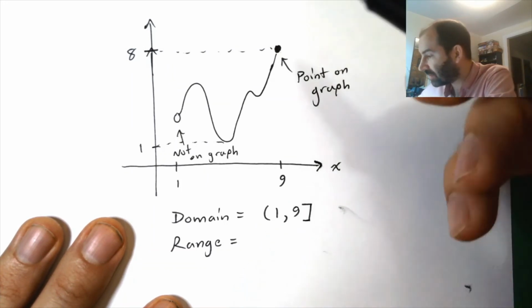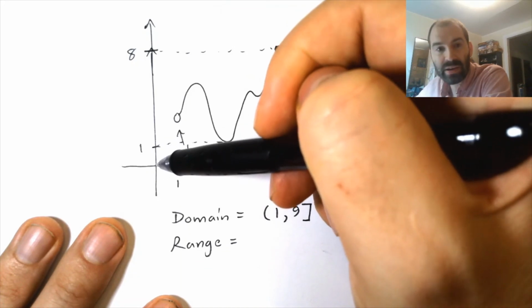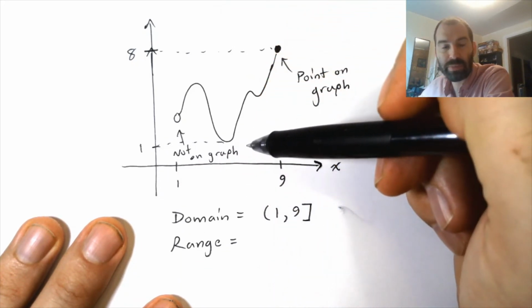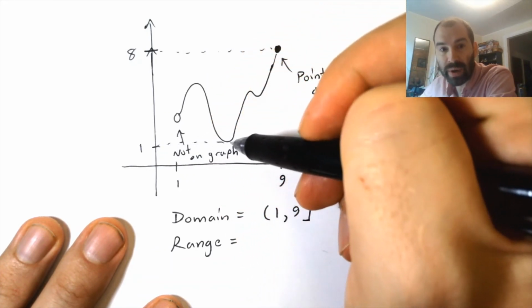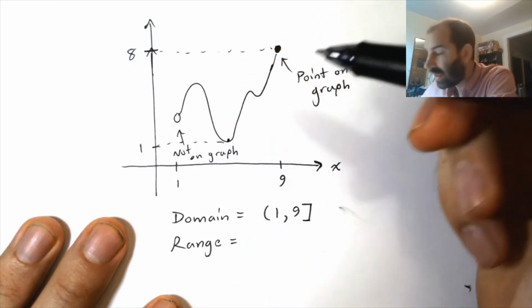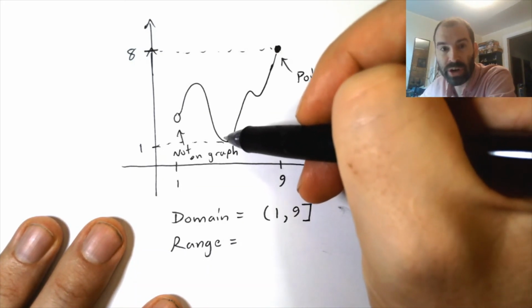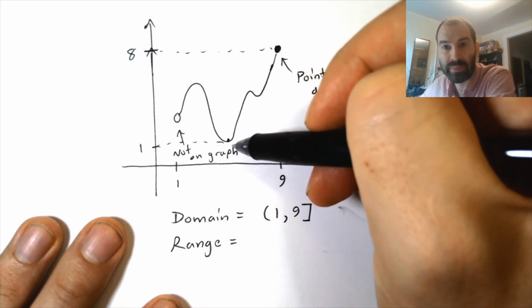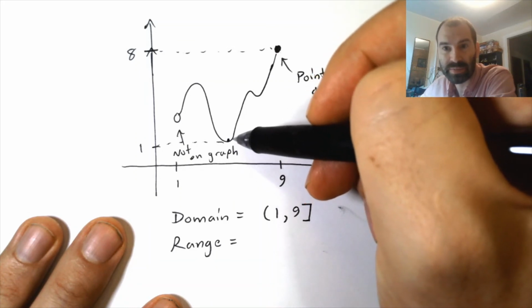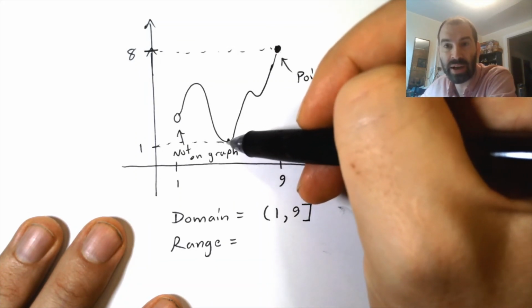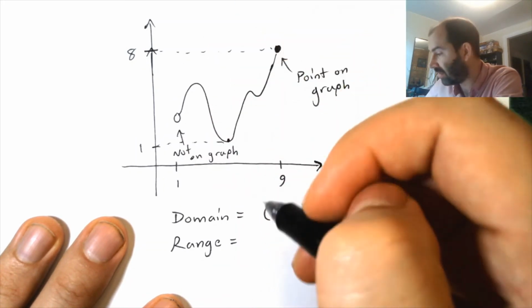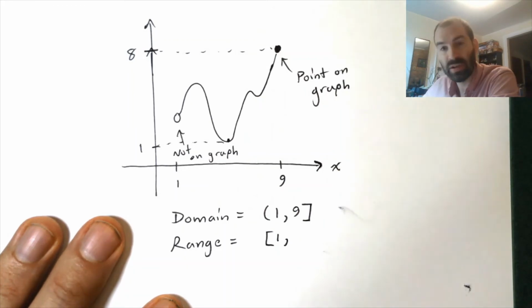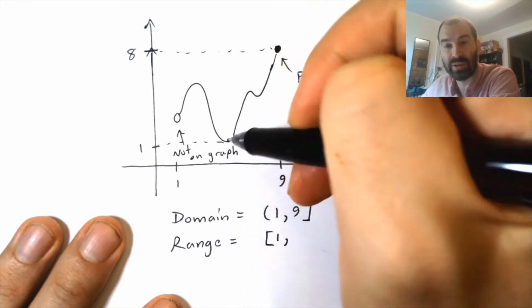The range, well, can I go below 1? Well, no, there's no graph below 1. But can I get to 1? Yeah, I can get to 1 by hitting this point right here. I know this point is on the graph because if it weren't, I would have had to have drawn an open circle here. Since they didn't draw an open circle, we know this point is actually on the graph. So 1 is hit by the graph. So 1 is in the range. Just to reiterate, if it weren't, there'd be an open circle here.